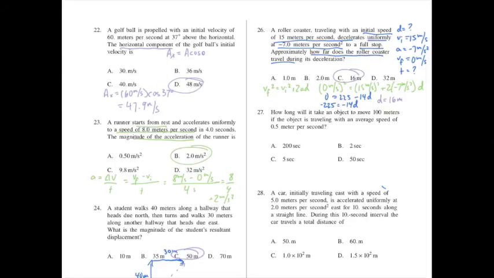Number 27: how long will it take an object to move 100 meters if the object is traveling with an average speed of 0.5 meters per second? We don't have an acceleration at all, so we can use our constant velocity formula. v is equal to d over t. I'm going to start referring to this as the constant velocity formula. Plug and chug, you should get that t is equal to 200 seconds.